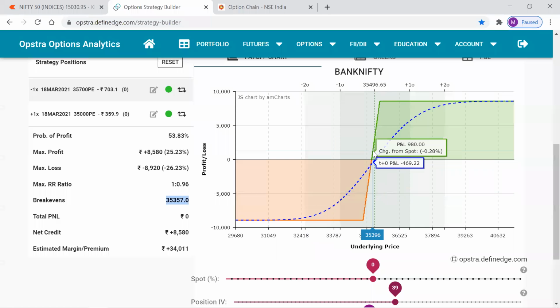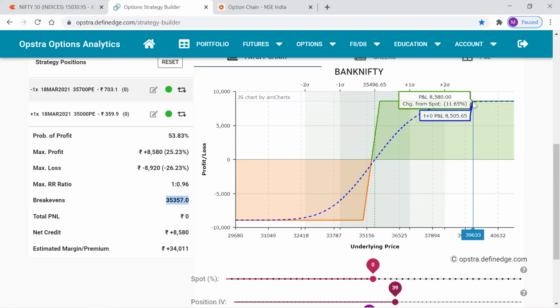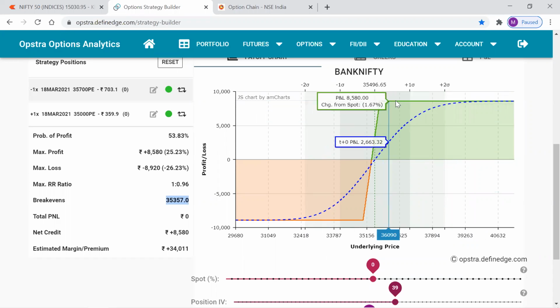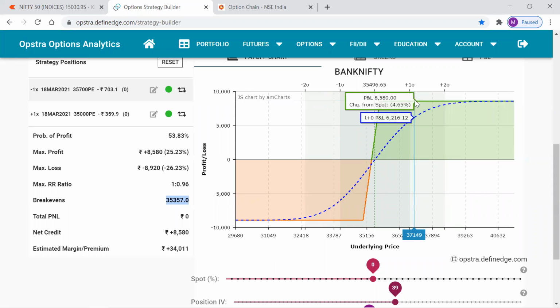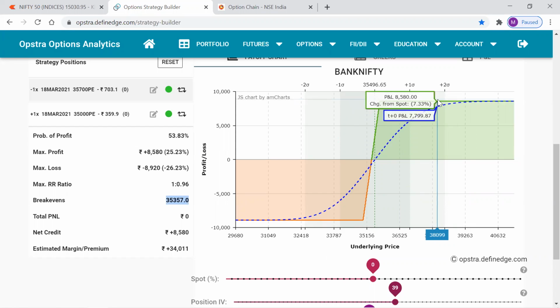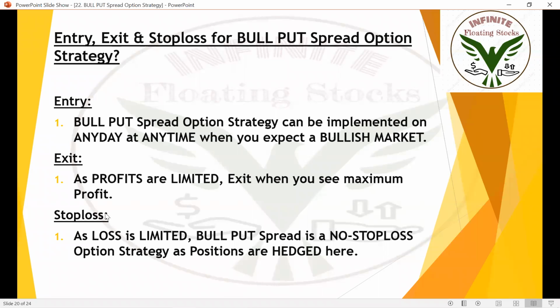When I'm having a look at payoff chart, my payoff chart is saying that the profit is constant once it crosses 35,743. Okay, after 35,743 my profit has become constant. It's only 8,580. Okay, so when I see maximum profit, I can exit from my trade immediately. Okay, and this is a no stop loss strategy because positions are hedged. Okay, as the loss is limited, we do not put any stop loss. Okay, and bull put spread is a no stop loss option strategy as positions are hedged here.